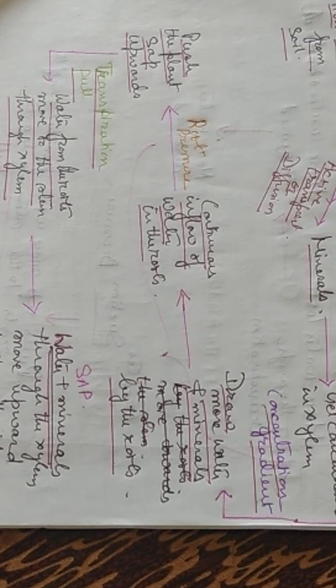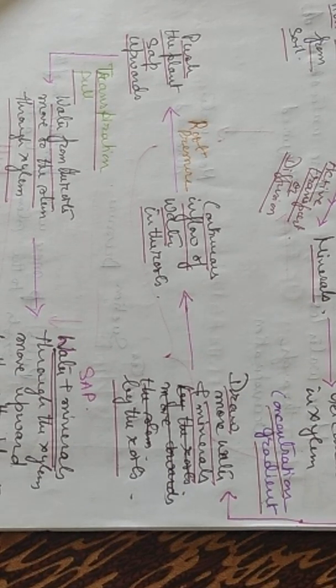It is absorbing water and minerals through the roots and creating a root pressure. And that is aided by transpiration pull, and this transpiration pull is creating a concentration gradient inside the xylem tissue. Again, this xylem tissue is pulling the water from the root hair cells, absorbing more water and minerals. This process is continuously going on, and this total process is known as ascent of sap.